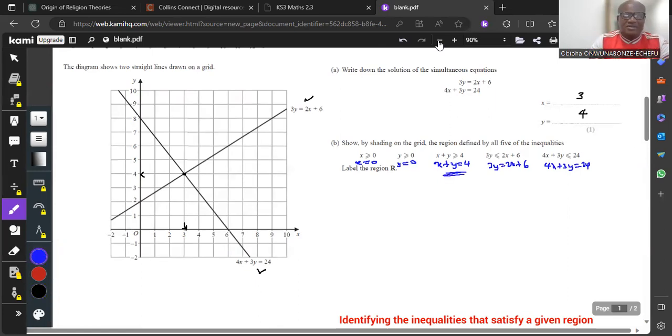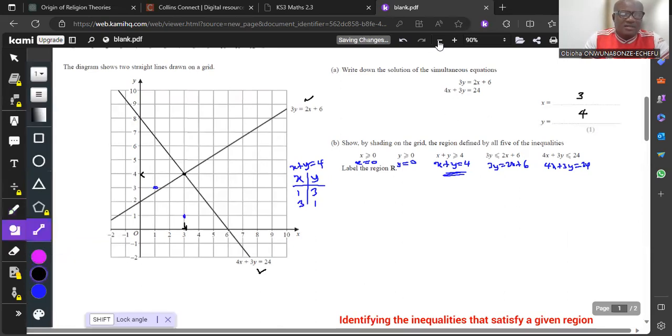So let's find it. I'm going to draw a small table again, x, y. When x is 1 and when x is 3, let's find the values of y. I'm talking about x plus y equal to 4. When x is 1, y is 3. When x is 3, y is 1. So let's plot the points. When x is 1, y is 3. When x is 3, y is 1. So let's draw the line. So this is the line.